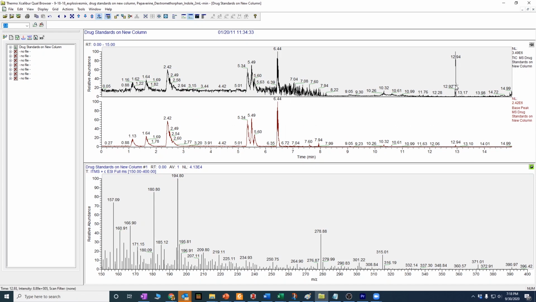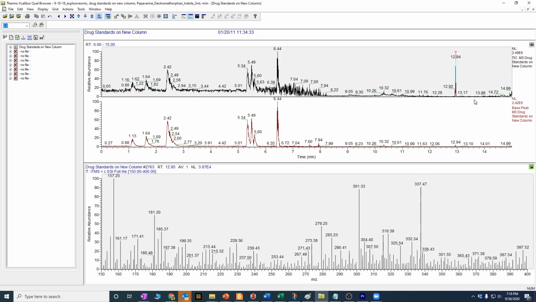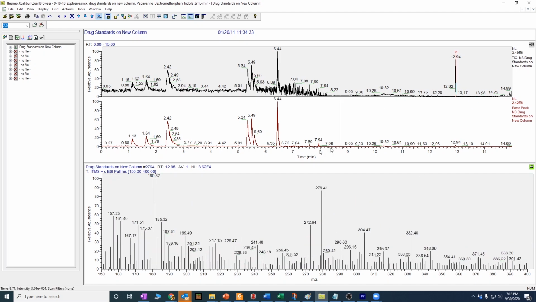And look, this bunch of junk here, this is the stuff that washed off the column during the wash step. This is basically gone, even though it's huge in the total ion chromatogram, because there's a bunch of different things in this junk that washed off. There's a bunch of different moderate intensity peaks, but there's no one peak that's really big.